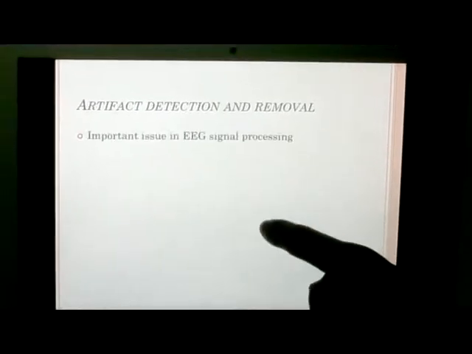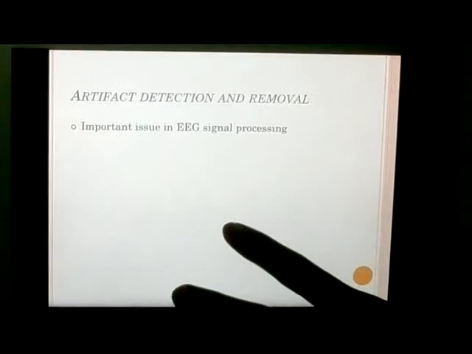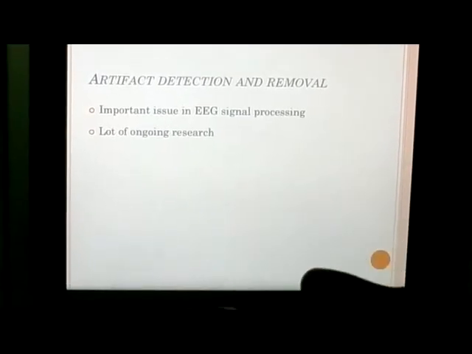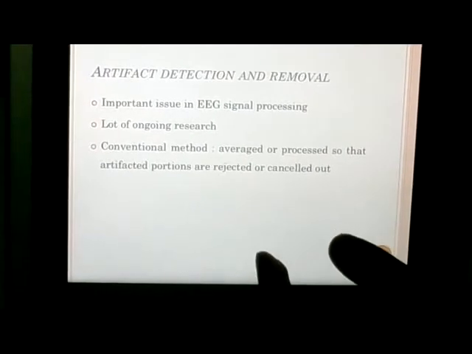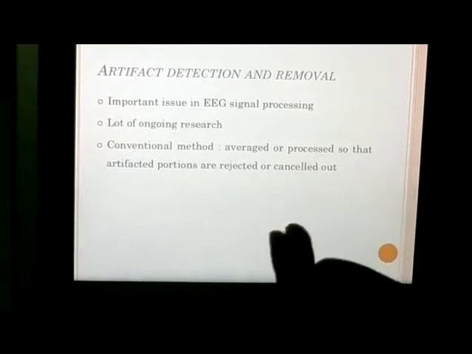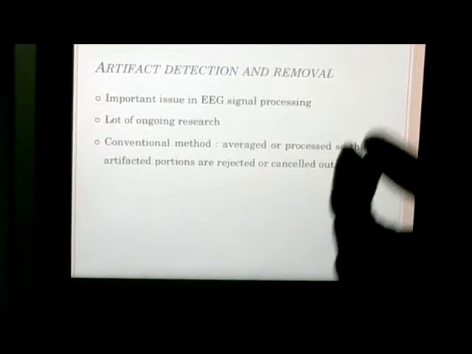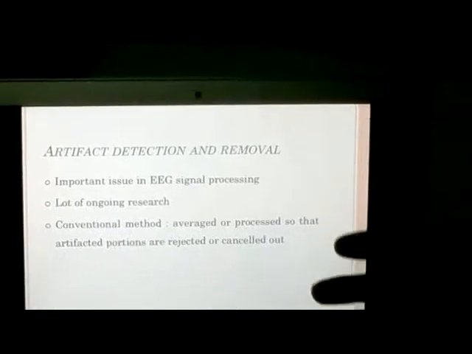Now, artifact detection and removal. This is a very important issue in EEG signal processing, and a lot of research is ongoing. In the conventional method, the signal is averaged or processed so that artifacted portions are rejected or cancelled out. By this, I mean that we cannot remove the artifacts totally or make them zero, but we can average them out and try to nullify them so that we get a better signal.